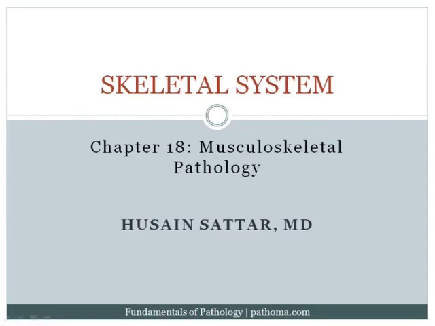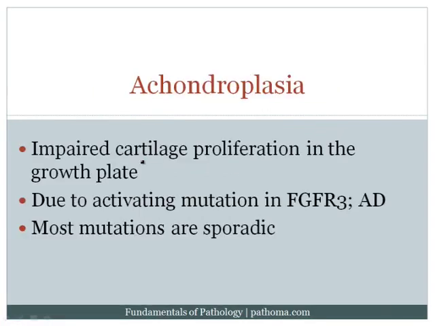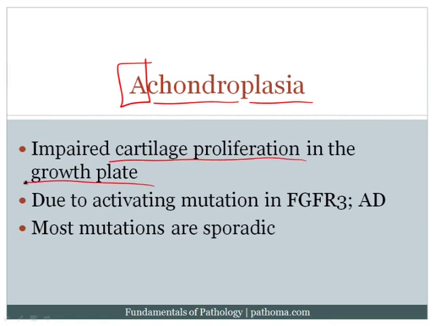The first section in the musculoskeletal pathology chapter deals with the skeletal system. The first disorder is achondroplasia. A means without. Chondro refers to the chondrocytes that make cartilage, and plasia refers to growth. So this is a disorder of cartilage proliferation in the growth plate.